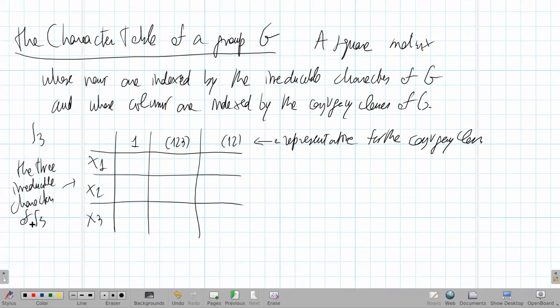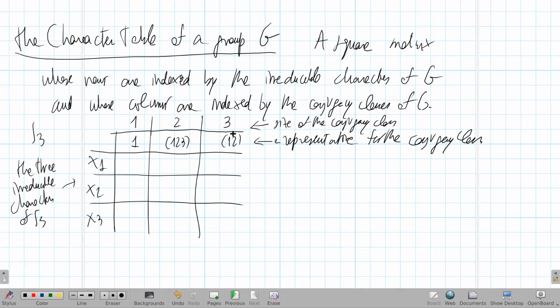Okay? There is one more thing that one usually writes. This is the size of the conjugacy class. We'll see why this is useful. So I write 1 because there is only one element in the conjugacy class of 1. I write 2 here because there are exactly 2 elements in the conjugacy class. And write a 3 here because there are 3 elements in the conjugacy class of (1 2). We saw this in the previous slide.